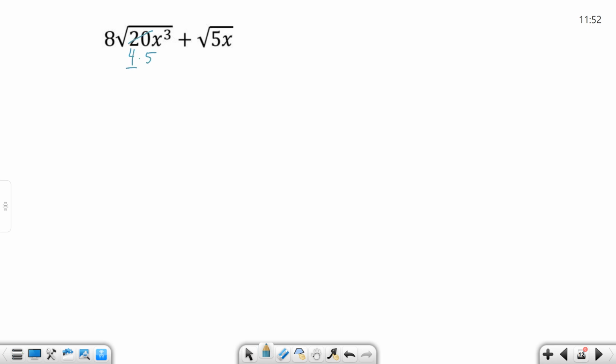Anytime you see the square root of 20, it's going to be 4 times 5. The 8 stays out front. The 4 comes out as a what? 2. The square root of 4 is 2. And then the 5 stays under a radical, 5.